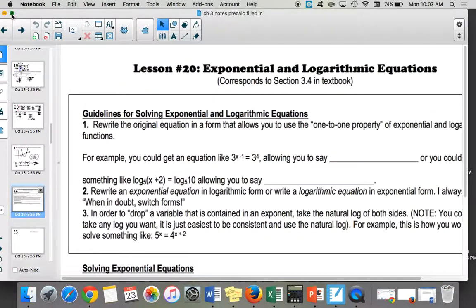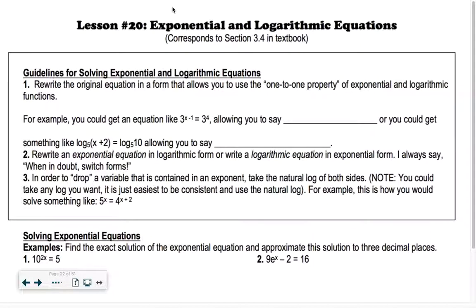Okay, so lesson 20 is on exponential and logarithmic equations. There are several ways that you can solve logarithmic and exponential equations. I told you about the girl that solved things multiple ways on the test, and I was like, that's great, that she really understands logarithms if she's able to do it all the different ways.